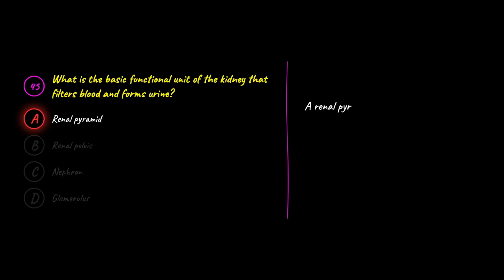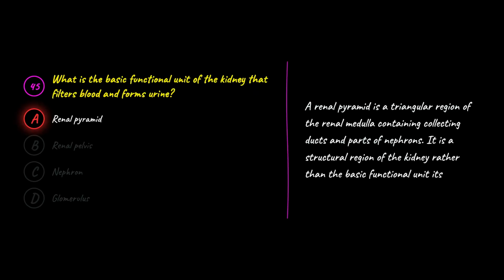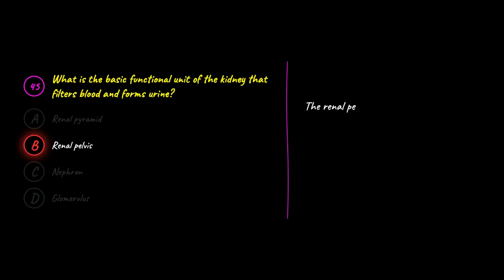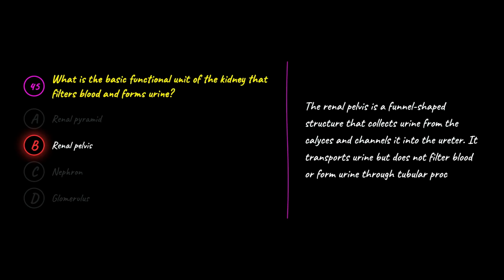A is wrong because a renal pyramid is a triangular region of the renal medulla containing collecting ducts and parts of nephrons. It is a structural region of the kidney rather than the basic functional unit itself. B is wrong because the renal pelvis is a funnel-shaped structure that collects urine from the calyces and channels it into the ureter. It transports urine but does not filter blood or form urine through tubular processing.